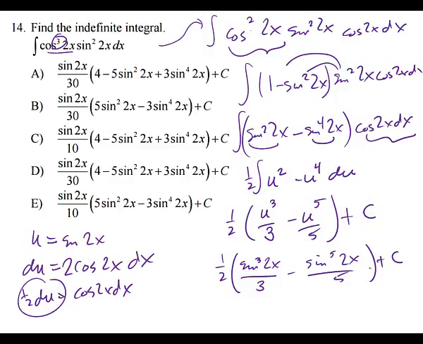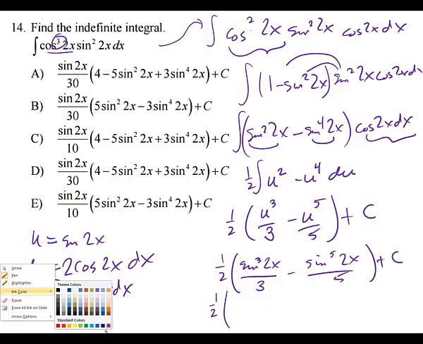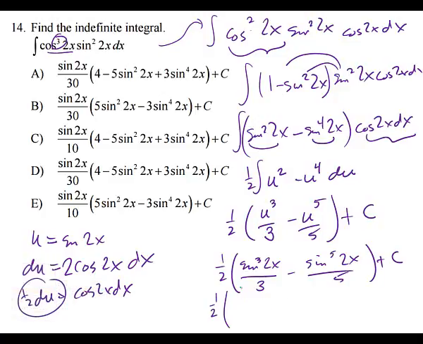I think we've got to make it into a common denominator of 15. Maybe not. Maybe I'll be nice with the answers. All right, so I'm going to use 15 as my common denominator, and this is just an algebra piece, right? It's not the calculus piece. What do I have to multiply this by to get to 15? 5. Good. So we've got 5 sine cubed 2x.